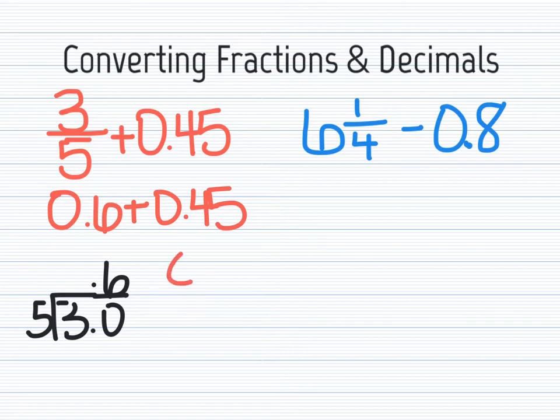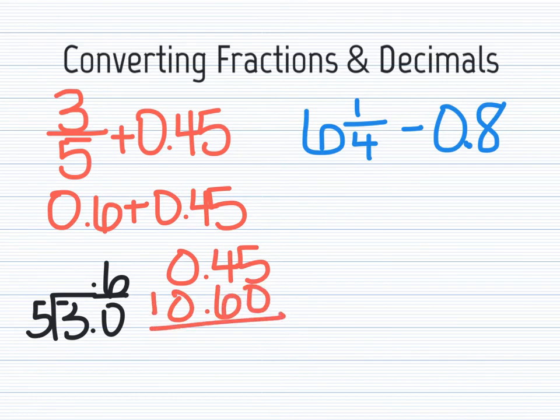When I add 2 decimals, I simply line up my decimals. You can add in a 0 if you want to, if that's helpful. And you're adding those. So you have 5 plus 0 is 5. 4 plus 6 is 10, and I carry the 1. And so my final, as a decimal, is 1.05.